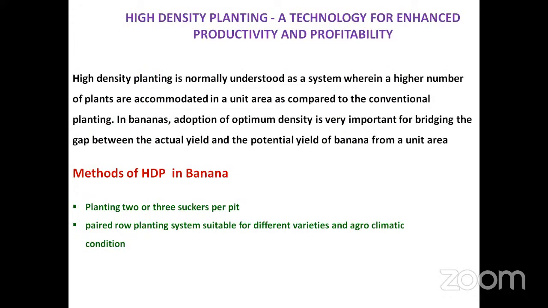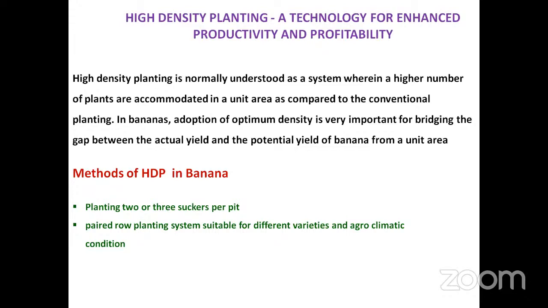This is under normal planting, and high density planting is also recommended. It is a proven technology to get more production per unit area compared to conventional planting. In bananas, adoption of optimum density is very important for bridging the gap between actual yields and the potential yield of banana from a unit area. Under high density planting, there are 3 methods.